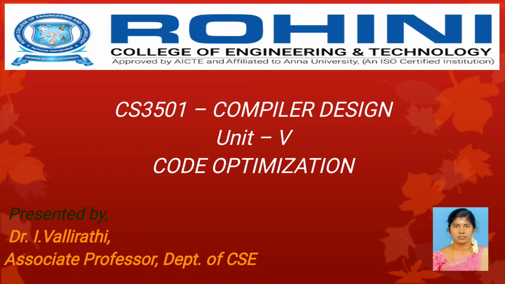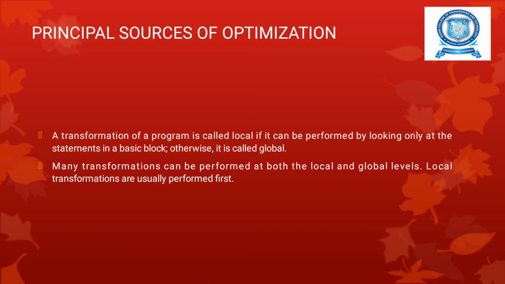In this presentation, we are going to discuss the principal sources of optimization in code optimization. A transformation of a program is called local if it can be performed by looking only at the statements in the basic block. Otherwise, it is called global. If the transformation is performed within the block, it is local. Outside of that, from block to block, it is global.